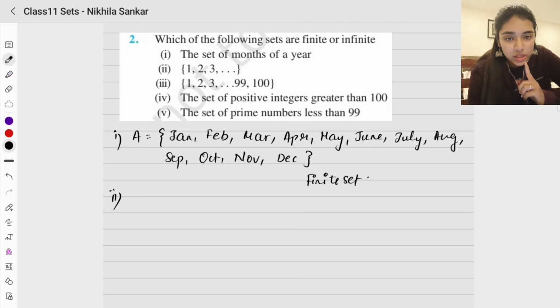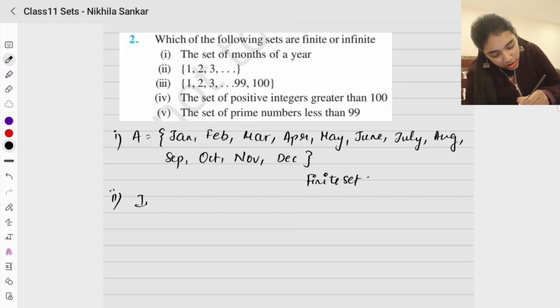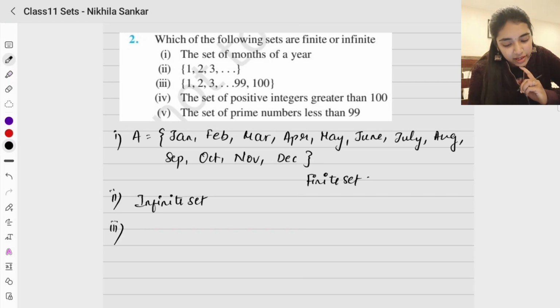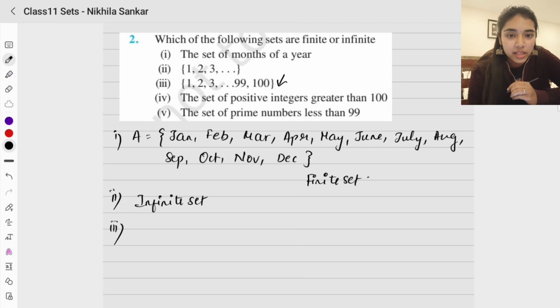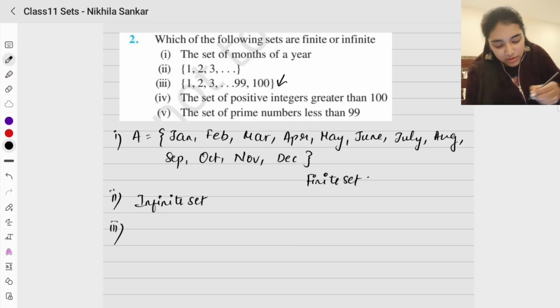Second subsection 1, 2, 3 and so on. Is there an end? No. We do not know where it ends. So this is going to be an infinite set. It is a set, but it is infinite. Okay. Then I have 1, 2, 3, until 99, 100. So I know what my end mark is. I know there are 100 elements in the set. So this is going to be finite.